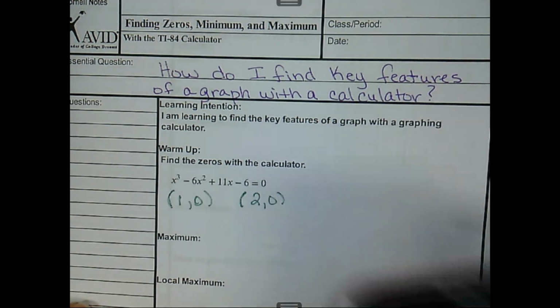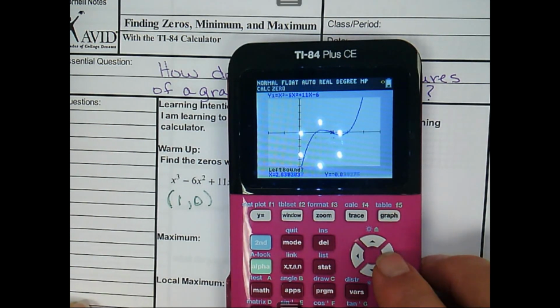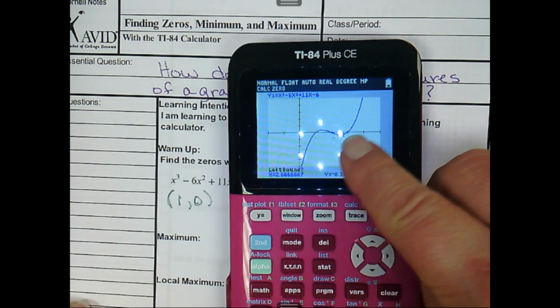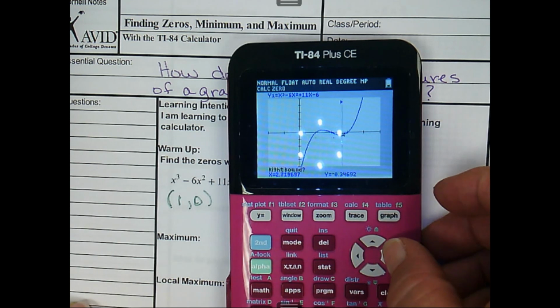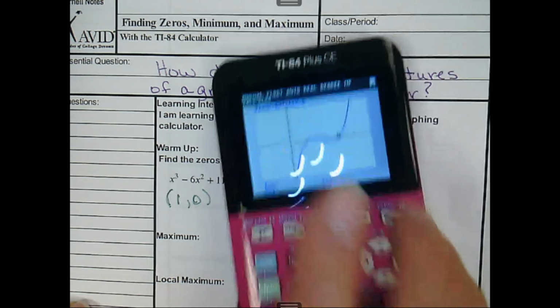And finally, a third time. Second trace, number 2. This time, this is my left side of this point I'm looking for. Go up above for my right bound or right side. Hit it a third time, and it's 3, 0 for the third one.